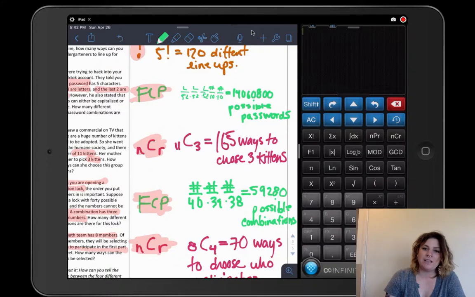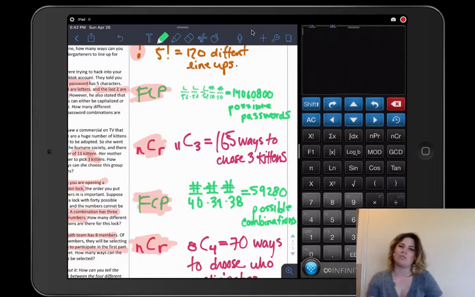FCP, this one, 40 options for the first one. And then since you can't repeat the same number, it'd be 39 for the second one and then 38 for the third, even though your combination lock at the school, you can repeat the number. This one, for whatever reason, they wanted you to think about that.